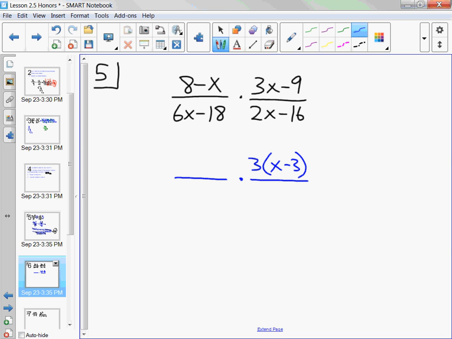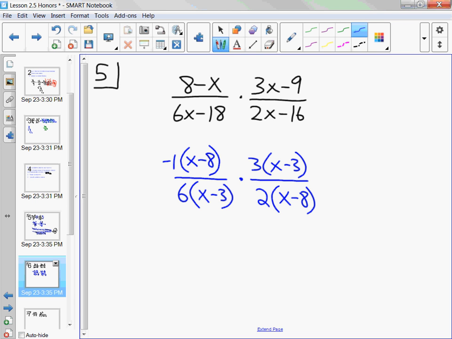I notice on the bottom right, it has a common factor of 2. If I factor out a 2, I get x minus 8 inside the parentheses. On the bottom left, I notice that I can take out a greatest common factor of 6. And if I do so, that leaves me with x minus 3. Now that 8 minus x seems like it's out of place, but it's kind of like x minus 8. I'm going to show you a little trick right here. If we factor out a negative 1, the 8 becomes negative, and the negative x becomes positive, and we can then switch them around and write negative 1 times x minus 8.